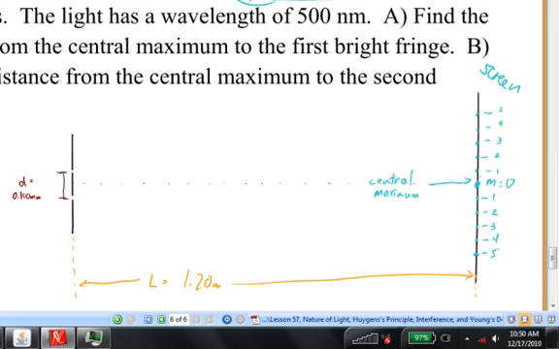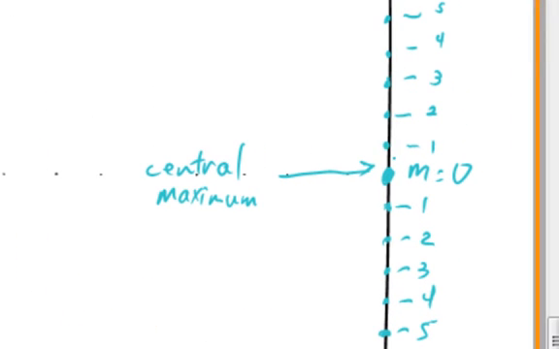We just count 1, 2, 3, 4, 5 for each of the bright fringes that occur on each side of the slit. Now, we want to know what is the distance from that central maximum to the first bright fringe. And we could figure out either one. The distance is going to be the same whether I go to the fringe that's to the left or to the right, or above or below the central maximum.